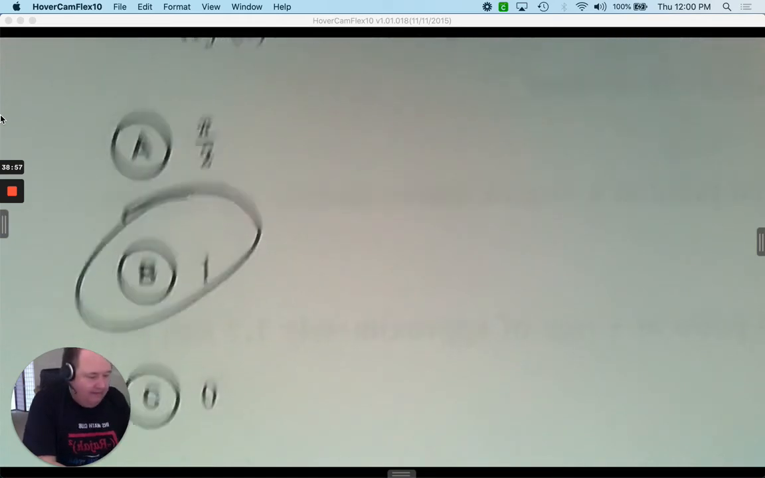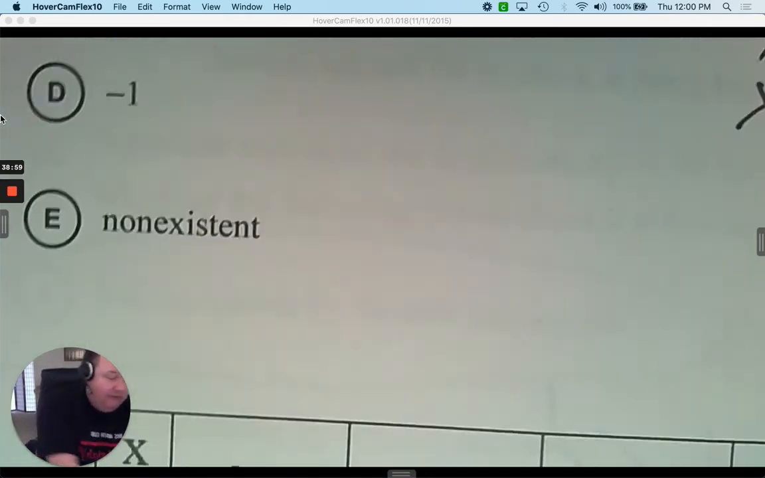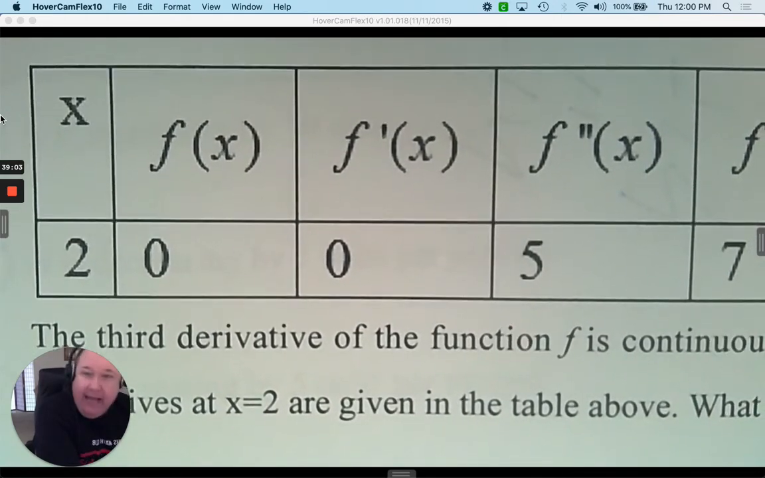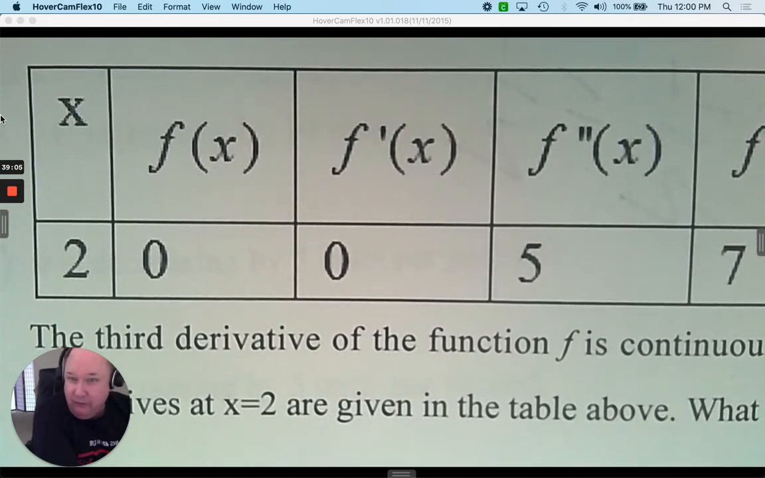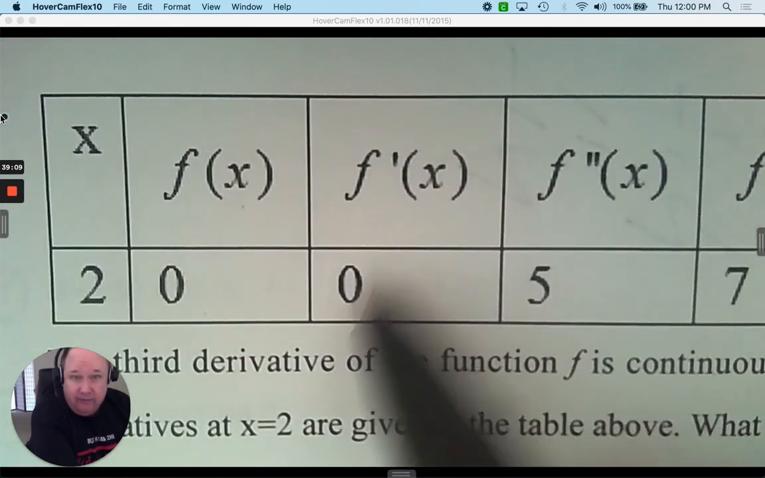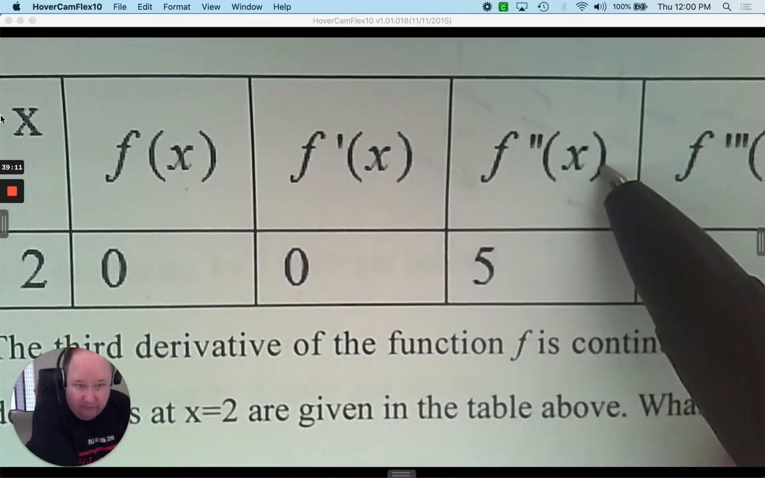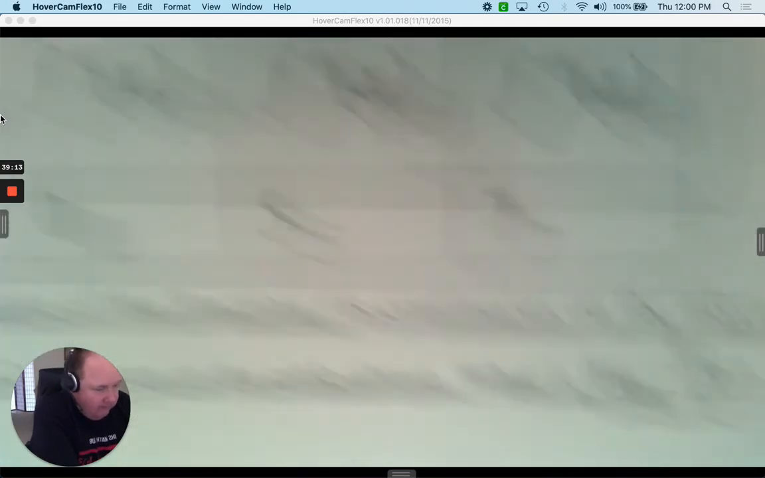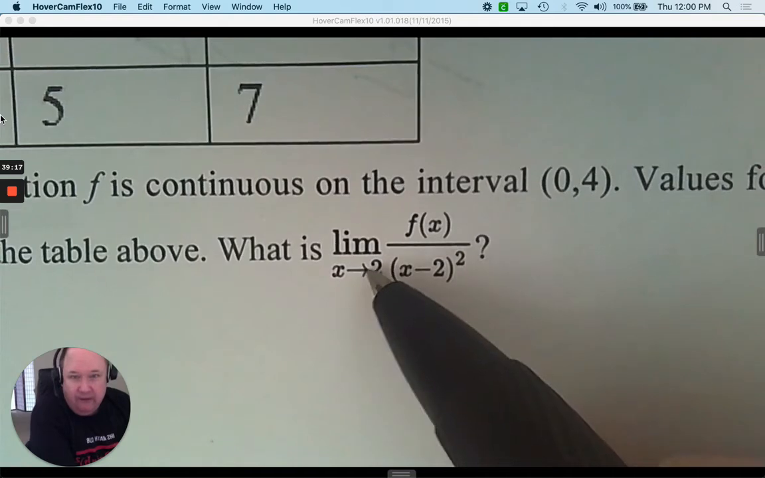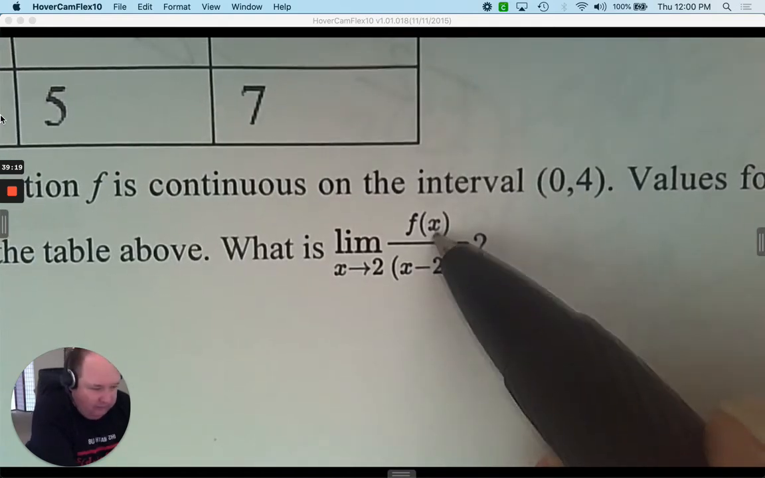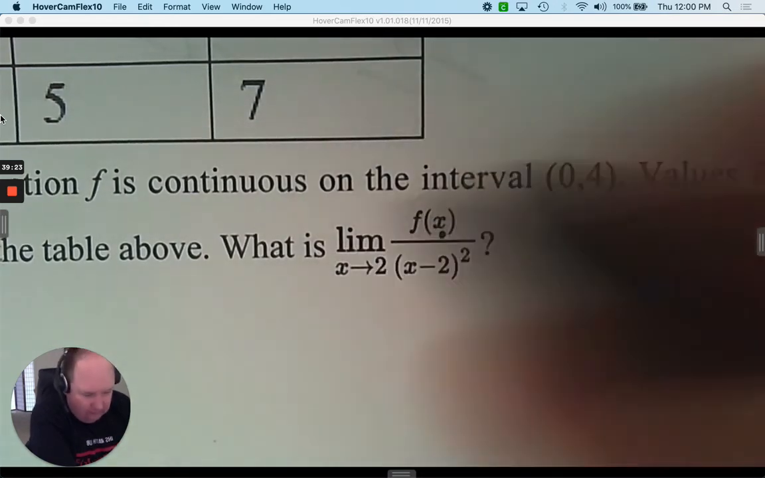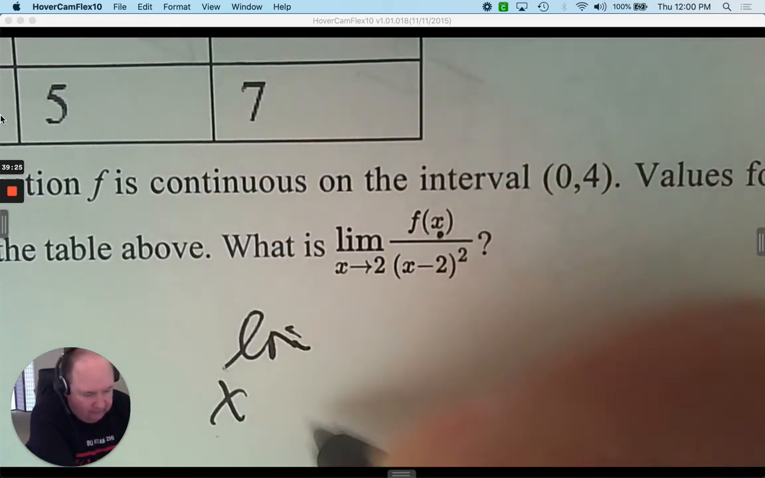Number 19. Hey, number 19, you're given a table of values. So for the value of x of 2, f at 2 is 0. The derivative at 2 is 0. The second derivative at 2 is 5, and so on. And then use that table to find this limit. If I plug in the 2 for the function, the answer is 0. And 2 take away 2 is 0. It's indeterminate. So I'm going to do L'Hopital's rule.